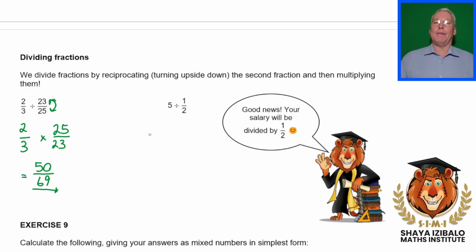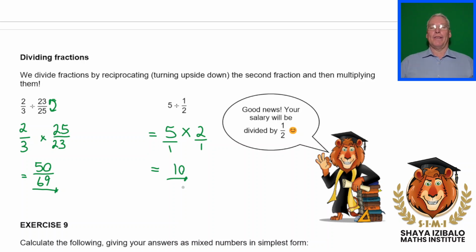Let's have a look at 5 divided by a half. All right? So when we divide by a half, we are going to multiply by 2 over 1. Now 5 is also over 1 if we think of it as a fraction. So in fact, when we divide by a half, 5 actually gets multiplied by 2. It gets doubled. We get 10.